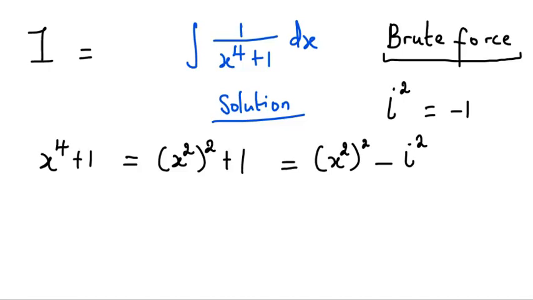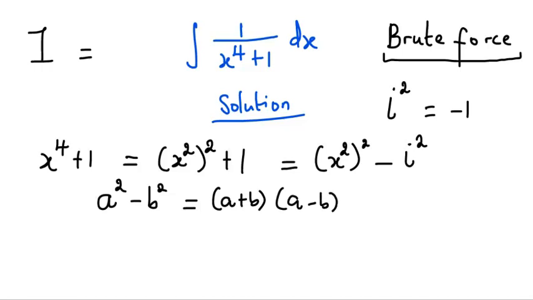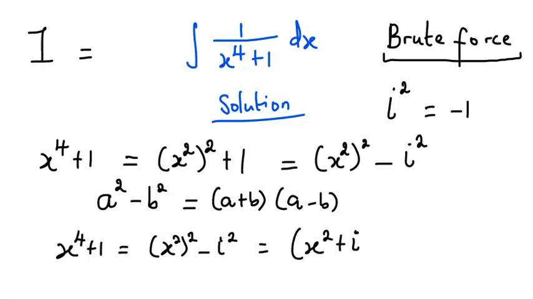Now we can see this is clearly the difference of two squares, for which we're going to make use of this nice identity: a squared minus b squared is equal to a plus b multiplied by a minus b, right? So here, x to the power of 4 plus 1, which is the same as x to the power of 2 whole squared minus i squared, is going to be equal to x squared plus i, then multiplied by x squared minus i. This is cool.